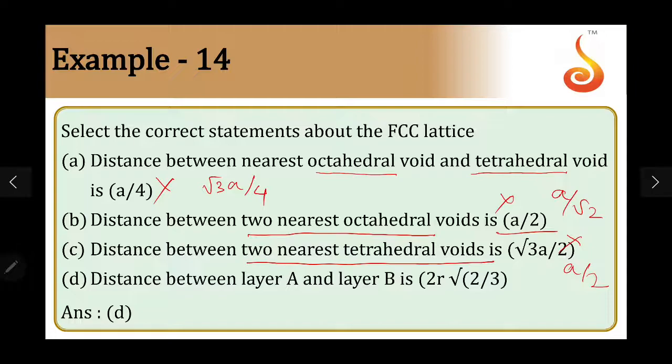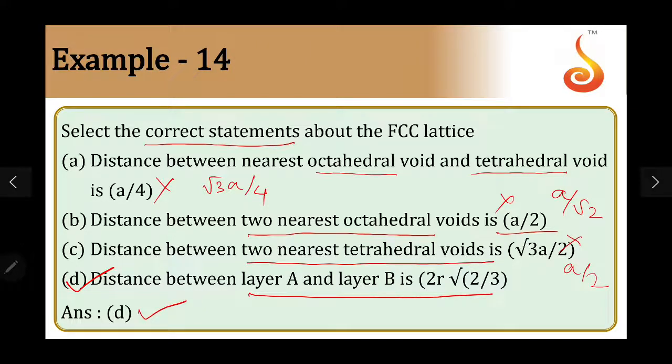Distance between layer A and layer B is going to be 2r into root of 2 by 3. So this is the correct answer. Option D, all three are wrong. Even if I am not able to calculate the layer distance, we can go with the options. So one of them has to be wrong.